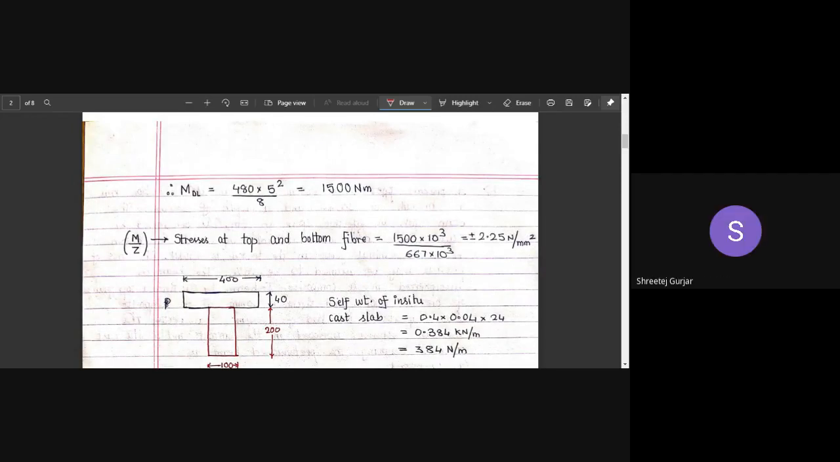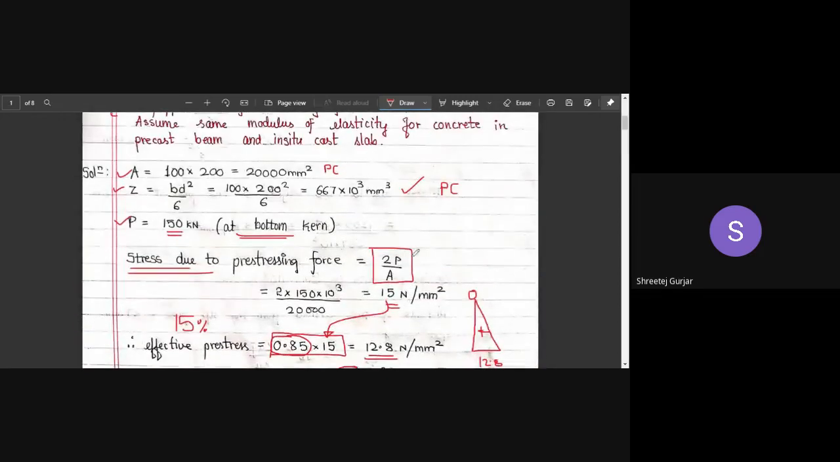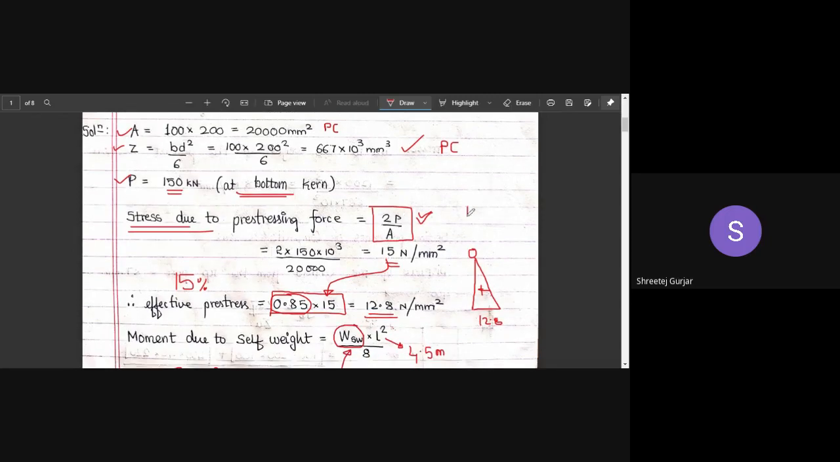Sir, I did not get the 2P by A part. 2P by A, that is a standard thing that you have to use over here. I will look into why they have used this. In the textbook also they have not given why. I'll confirm with sir and let you know why they have not used P by A, whatever we used in the previous problem. Here they have used 2P by A, and that reason also they have not mentioned. I'll check with sir and let you know. Just remember, you have to use 2P by A, not P by A.